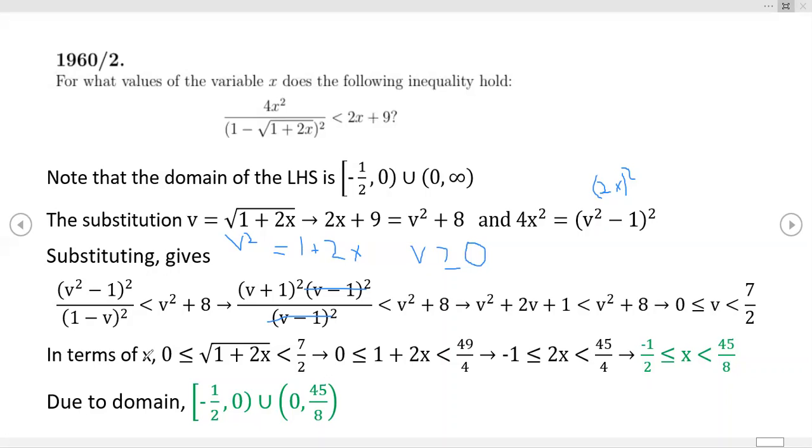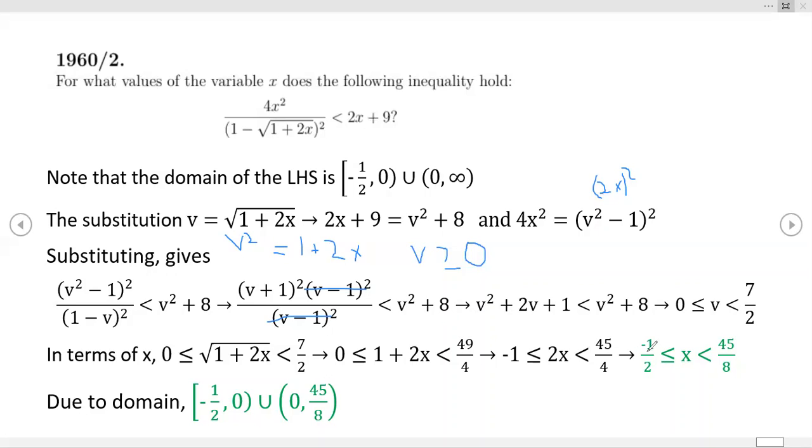We have to get it back in terms of x. And so from here to here, I just replace V with what it's equal to, okay? And then after that, it's fairly direct. We square this entire inequality to get from this to this inequality. And the rest of it is just getting everything on the proper sides. Subtract 1, subtract 1 from 49 over 4, you get 45 over 4. And then divide by 2.